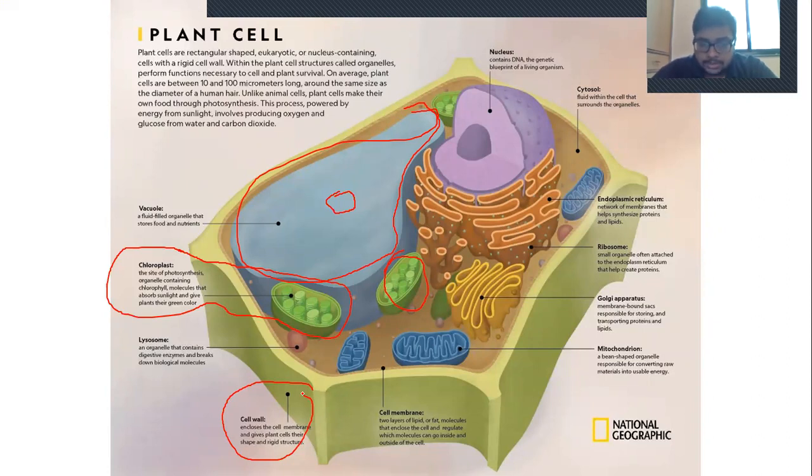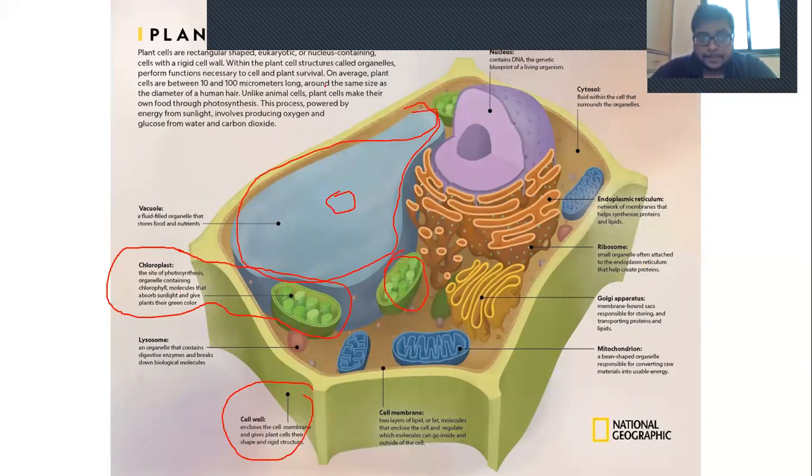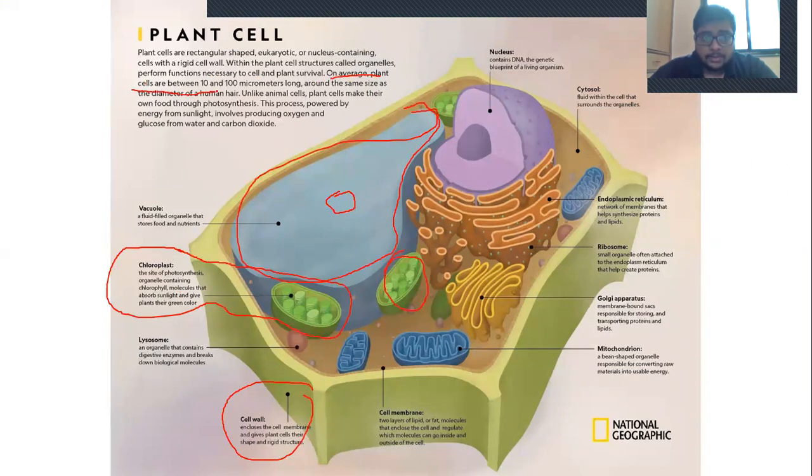Chloroplasts are the site for photosynthesis. Then the cell wall protects the cell with a rigid structure, and nothing else. Everything is the same as in animals, the functioning of each and everything is the same. There is a large vacuole though for plant cell, and on average, plant cells are between 10 and 100 micrometers long, around the same size as the diameter of a human hair. So you can see that a plant cell is the size of the diameter of a human hair, but an animal cell is smaller than that.